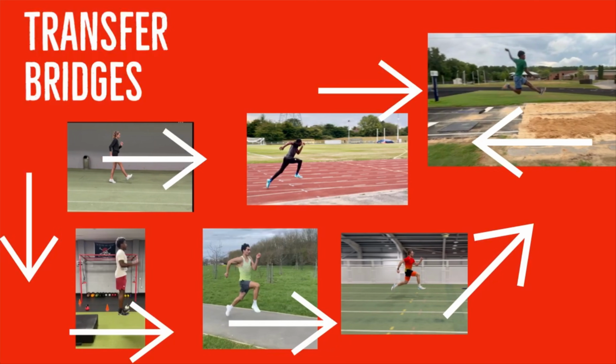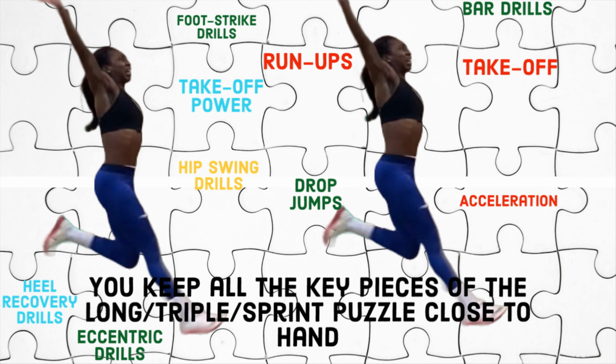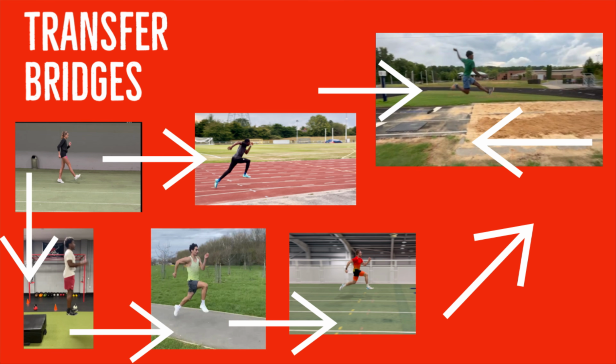Here in this slide, we're looking at transfer bridges, and you can see that we've got drills, plyometrics, acceleration work, downhill, eccentric, overload work, sprinting and jumping. Those are the key activities to jump further and sprint faster. And they're cyclical, as you can see by the use of the arrows, so that they all feed into one another. So all those components are played throughout the training year.